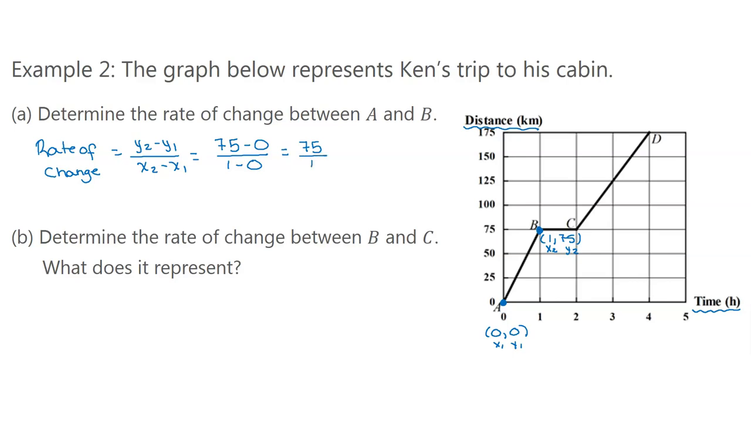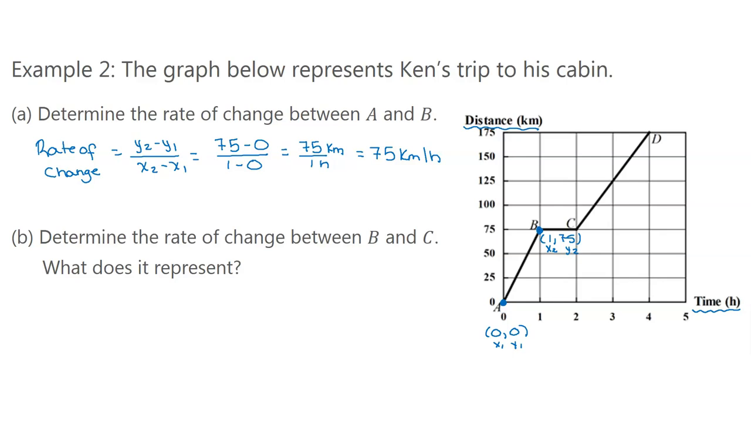Now again, I'm going to stop here and add in the units. In the numerator, I subtracted two distances. So this is the number of kilometers. And in the denominator, I subtracted two times, so this is 1 hour. Now 75 divided by 1 is just 75, so I can tidy this up a little bit and write it as 75 kilometers per hour. So this is essentially the speed that Ken traveled to get from point A to B.